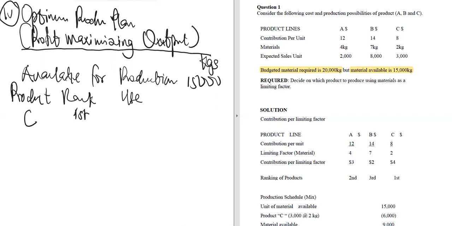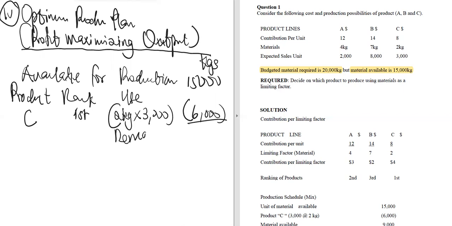So the first in ranking was product C. How many kgs did we require? For product C, we required 2 kg, not so, but we were producing 3,000 units. Can we produce all? Yes, we can. So in that case, all the 6,000 kg can be produced. Also, how many kgs do you have remaining? That means you have 9,000 kgs remaining to produce.